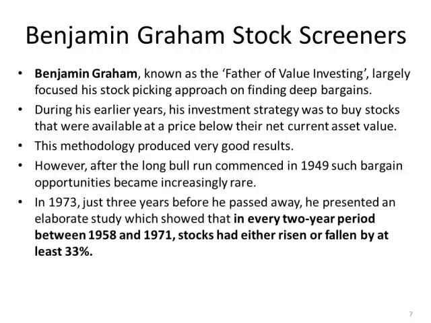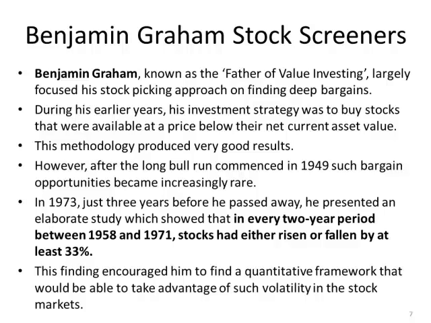So in 1973, 3 years before he passed away, he presented an elaborate study which showed that in every 2-year period between 1958 and 1971, stocks had either risen or fallen by at least 33%. Right, so this was looking at the entire sample, in a 2-year period, how much individual stocks are moving around. Even if the market's not moving by a huge amount, individual stocks are moving a lot. So stocks are rising or falling by at least 33% is what he found.